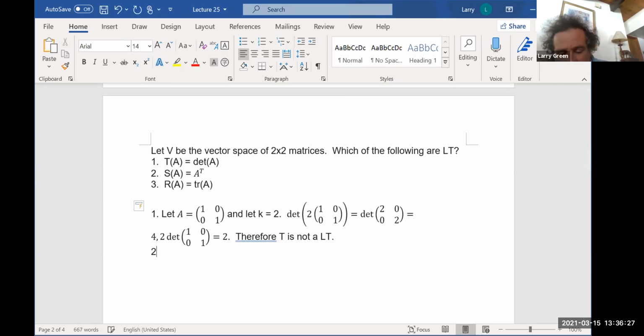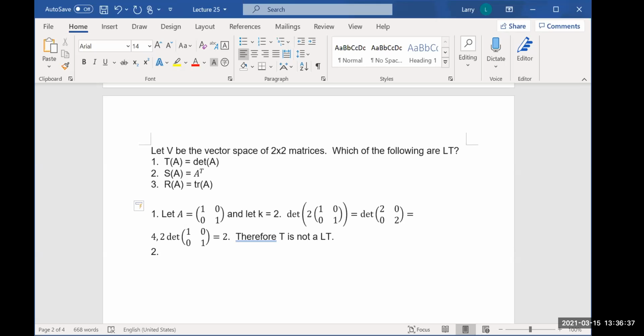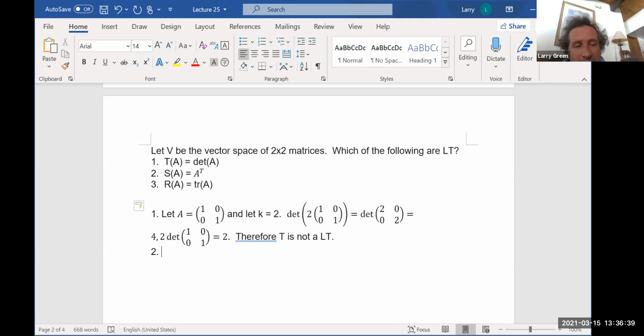Okay. So let's go to number 2. So what do you think? Do you think it might be a linear transformation, or do you think it might not be? I think it could be possible. Okay. Yeah. If you think it probably is, then we should go and prove it.